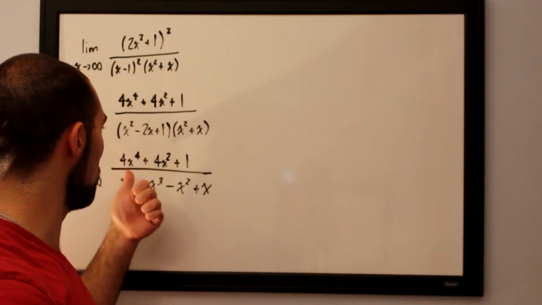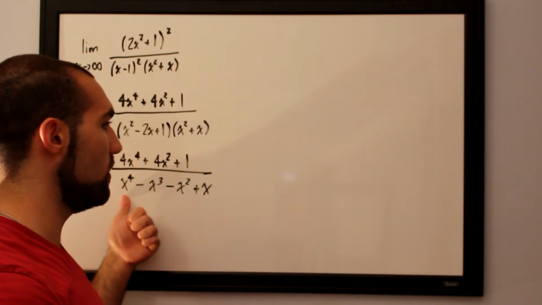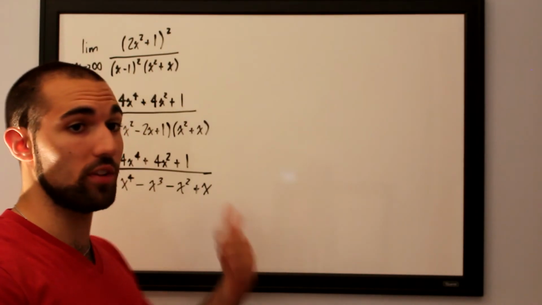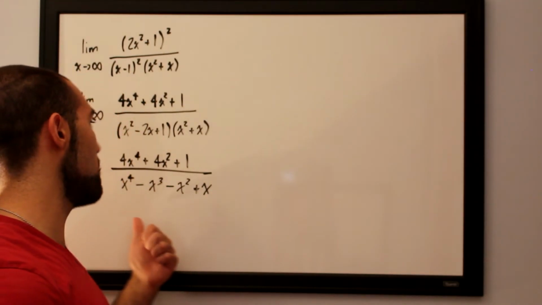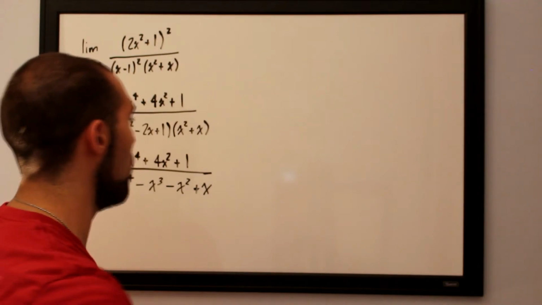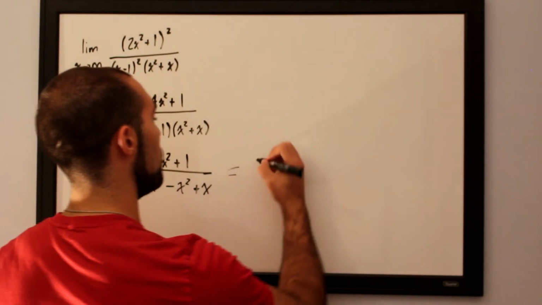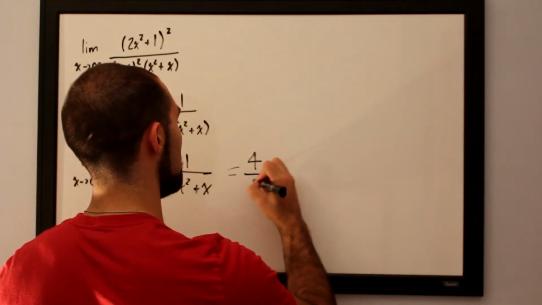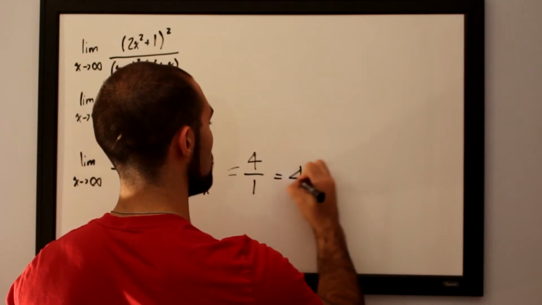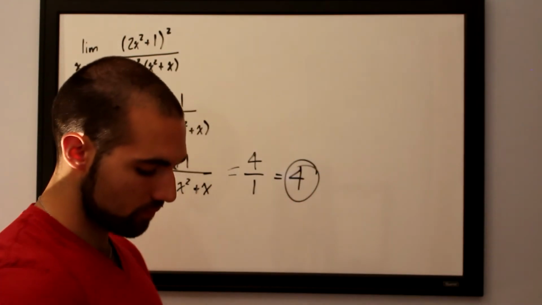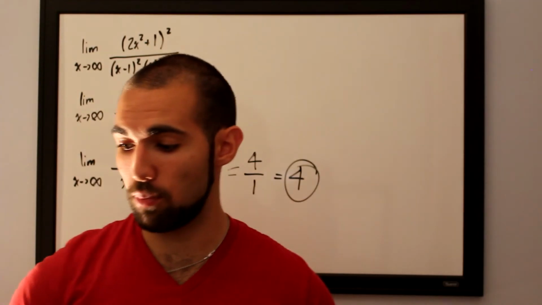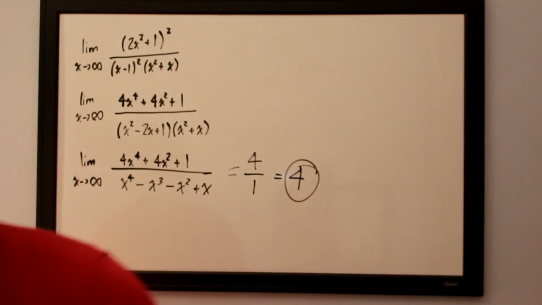The coefficient of the highest power in the numerator is 4, and the coefficient of the highest power in the denominator is equal to 1. So, right away, we can come to the conclusion that our limit is 4 over 1, or just 4. That's going to be the limit as x approaches infinity for that function.